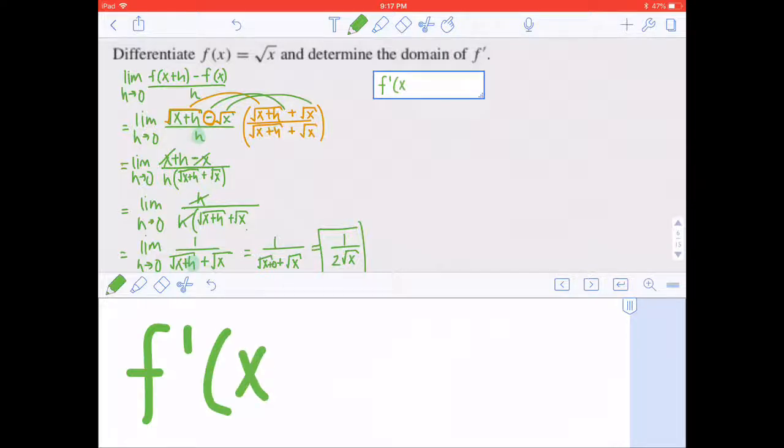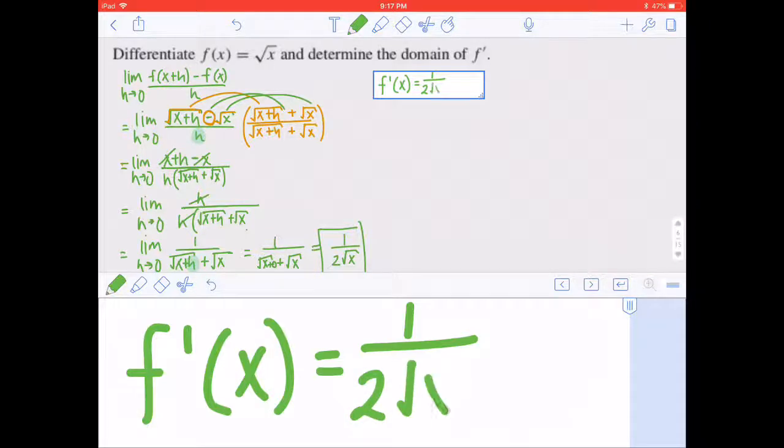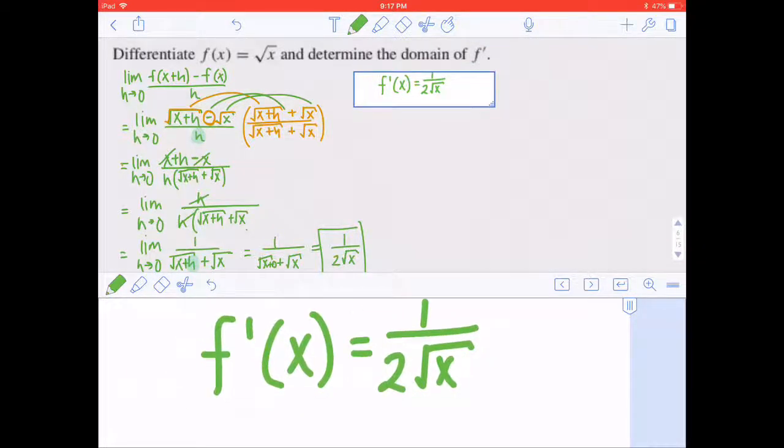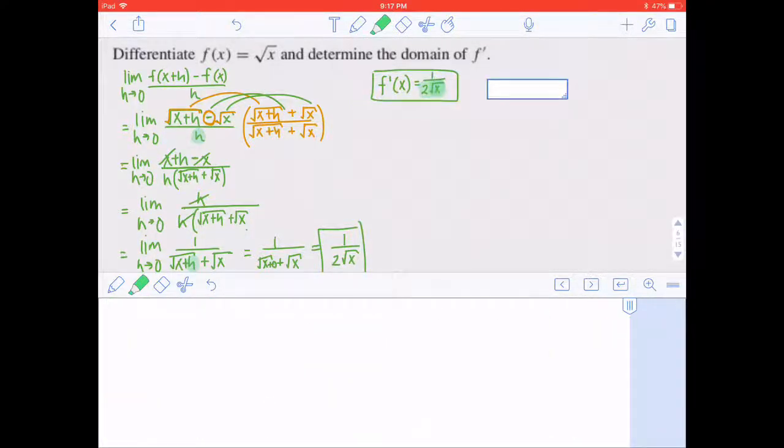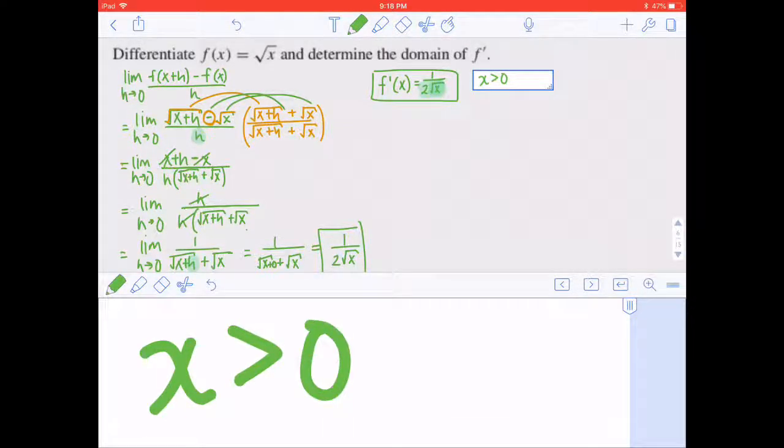We have differentiated f, and we found that the derivative is 1 over 2 root x. Now we want to determine the domain. We have two things to think about. One is that square root, which can't be negative, but could equal 0. However, because it's in the denominator, that denominator can't be 0, so we cannot let x be 0 or anything less than 0. So x has to be greater than 0 for our domain.